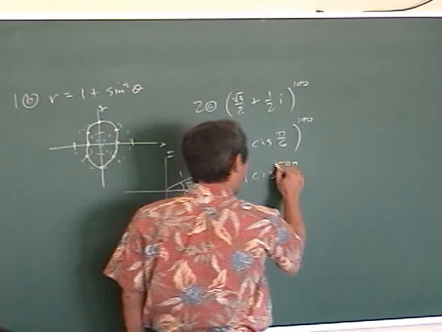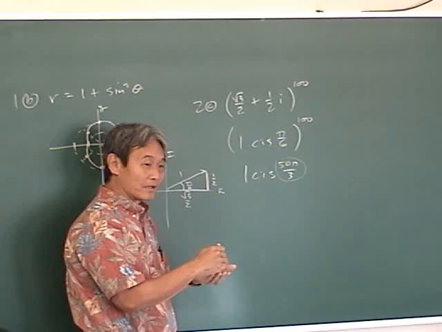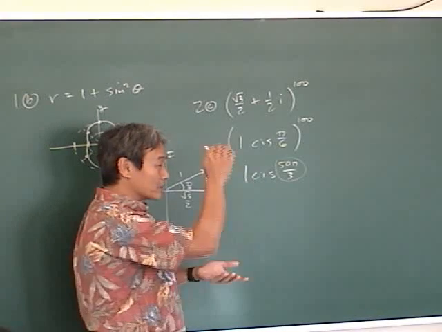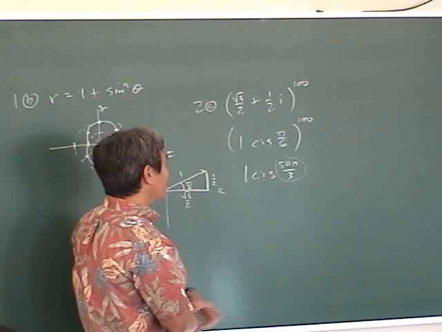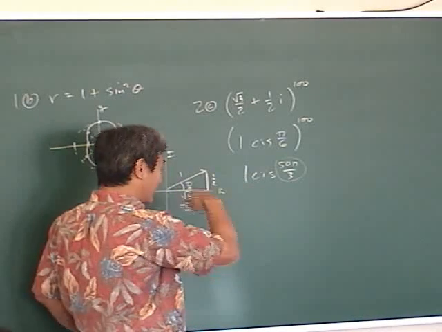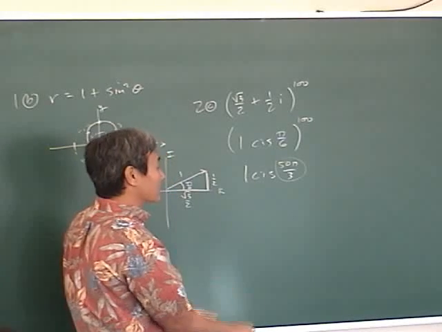But see, this angle is kind of too big, so we want to reduce it down to an angle we can work with. How do you reduce an angle down? You can add or subtract any multiple of 2 pi and you're going to end up at the same place. So how do I reduce it down to an angle you can work with?